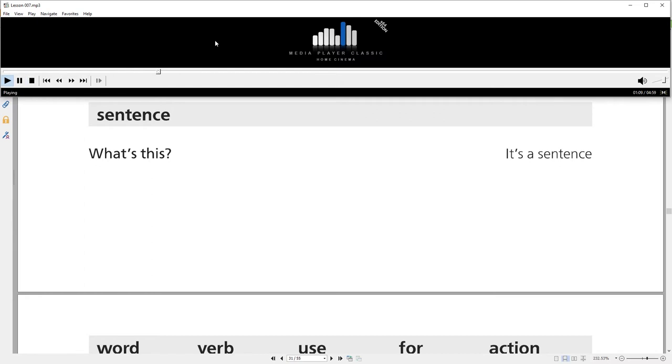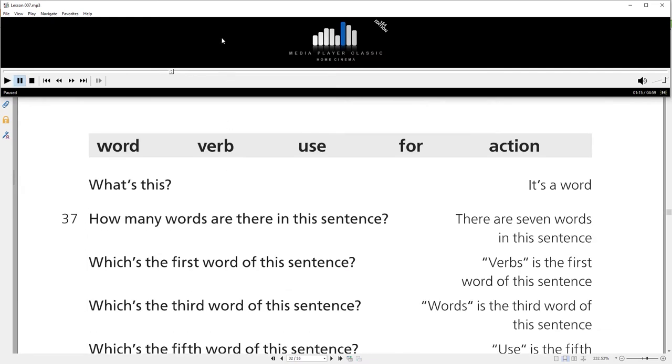Sentence. What's this? It's a sentence. Word. Verb. Use. For. Action. What's this? It's a word. How many words are there in this sentence? There are seven words in this sentence.